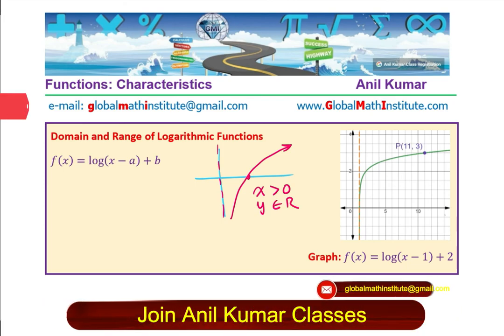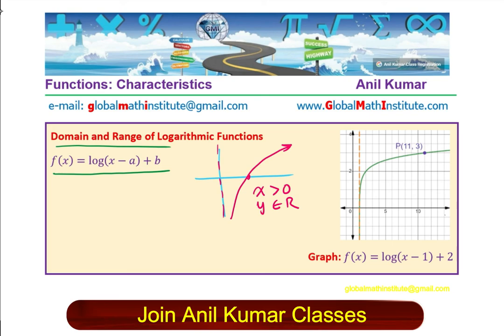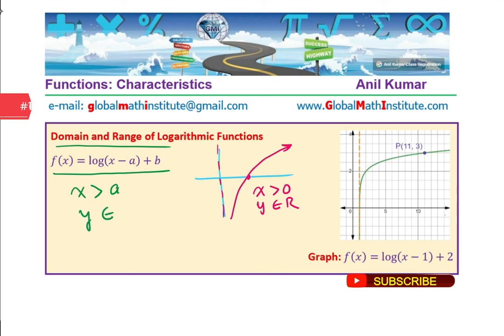But if you have a transformed function, then things change, right? So if I have this as my function, in that case, what happens? Well, x minus a in this case will mean that the domain x is now greater than a, because you have shifted a units to the right. As far as the y values are concerned, they will still belong to all real numbers.